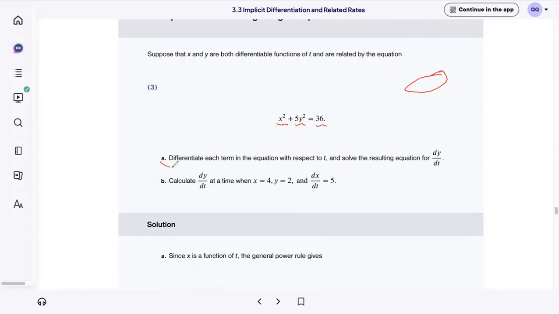So the first one we want to see, differentiate each term in the equation with respect to t, the third dummy variable. So this is the invisible variable. Sometimes we call it a dummy variable. B, we want to calculate dy/dt when x, y is given and dx/dt is given. All right, so what do we do? So that's invisible time, right? When we do things, there's invisible time. We can feel the time because we see things change.